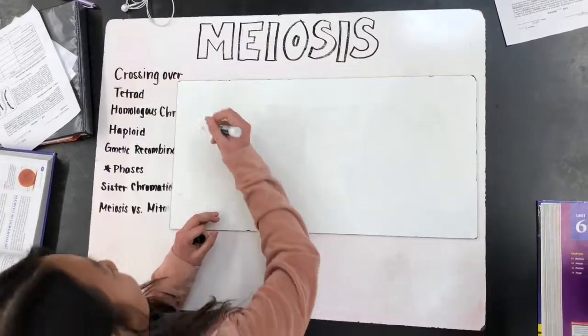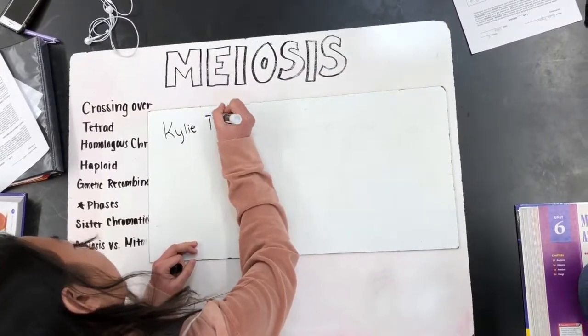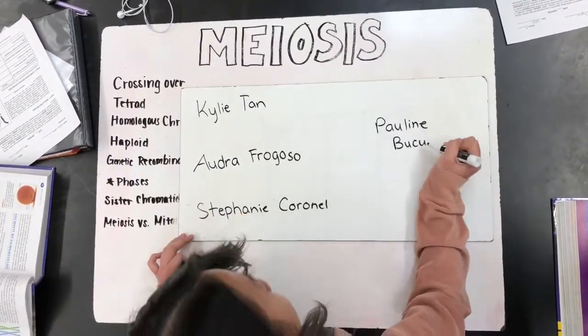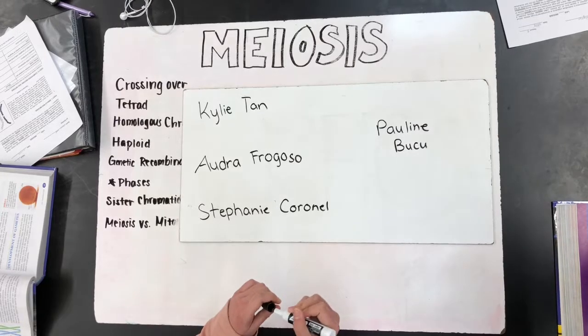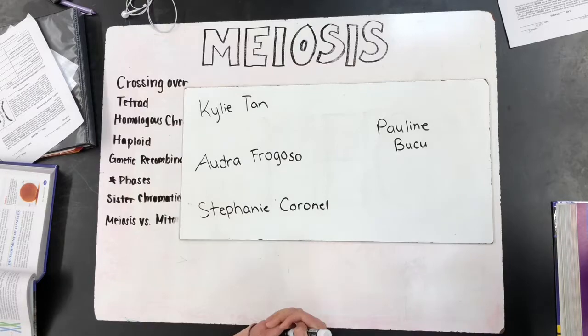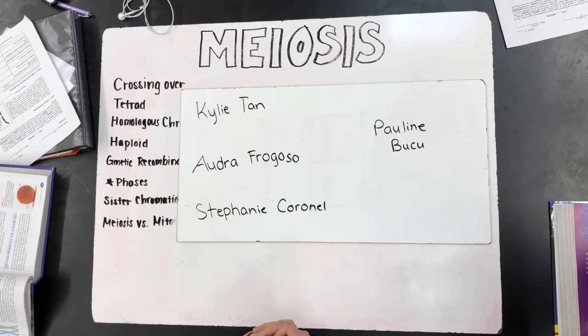Hello, and in yet another video, 4 students named Kylie Tan, Audra Frogoso, Stephanie Coronel, and Pauline Bucu will be modeling the stages of meiosis. Please also excuse my accent and pronunciation.